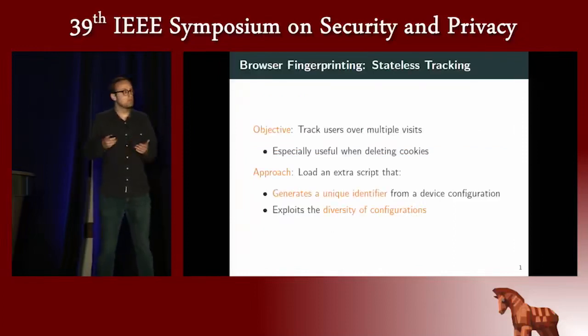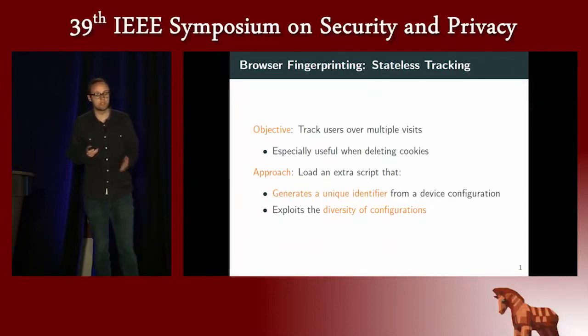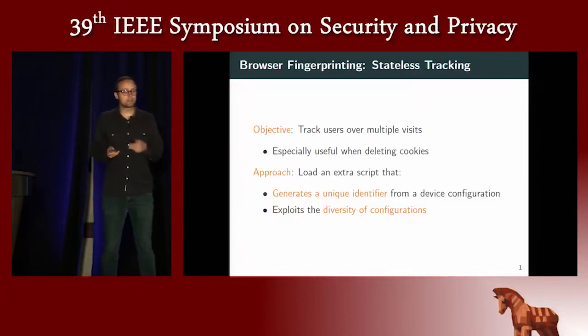So let me briefly explain what browser fingerprinting is. Traditionally, the technique to track people on the internet is to use cookies. When a user arrives on a website, the website generates a unique user identifier and assigns it in a cookie so that when the user comes back, it can be tracked and an advertiser can, for example, build a browsing profile of this user to propose targeted advertising.